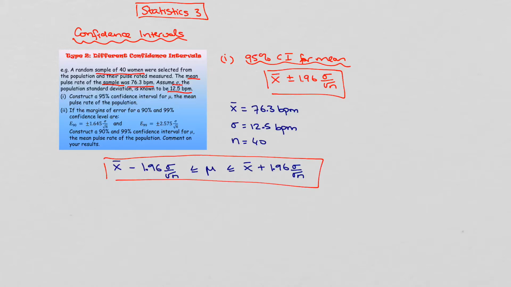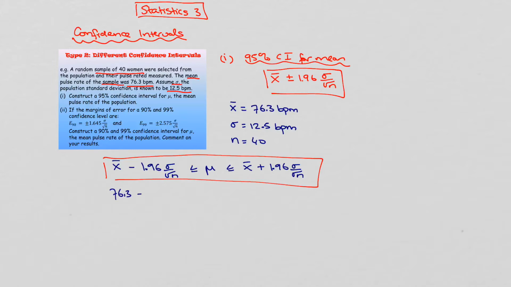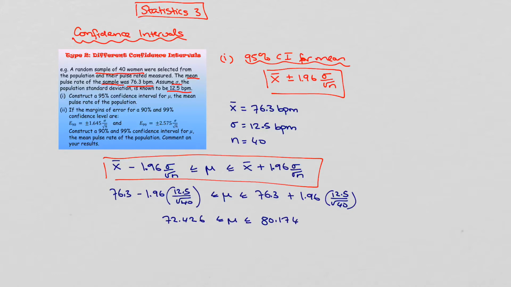Okay, so subbing in our values, we have 76.3 minus 1.96 times 12.5 over the square root of 40, less than or equal to mu, less than or equal to 76.3 plus 1.96 times 12.5 over the square root of 40. So we put that all into our calculators, then what we have is 72.426 less than or equal to mu, less than or equal to 80.174. So this is our 95% confidence interval.